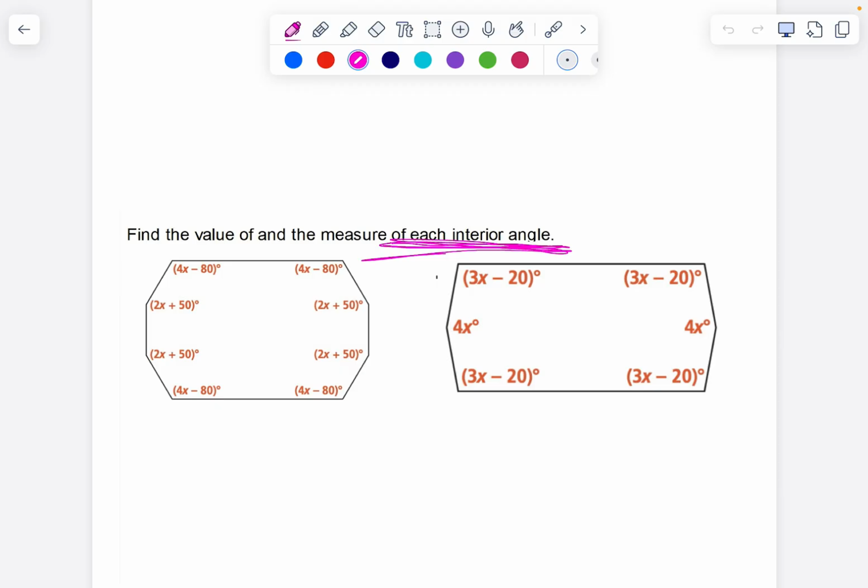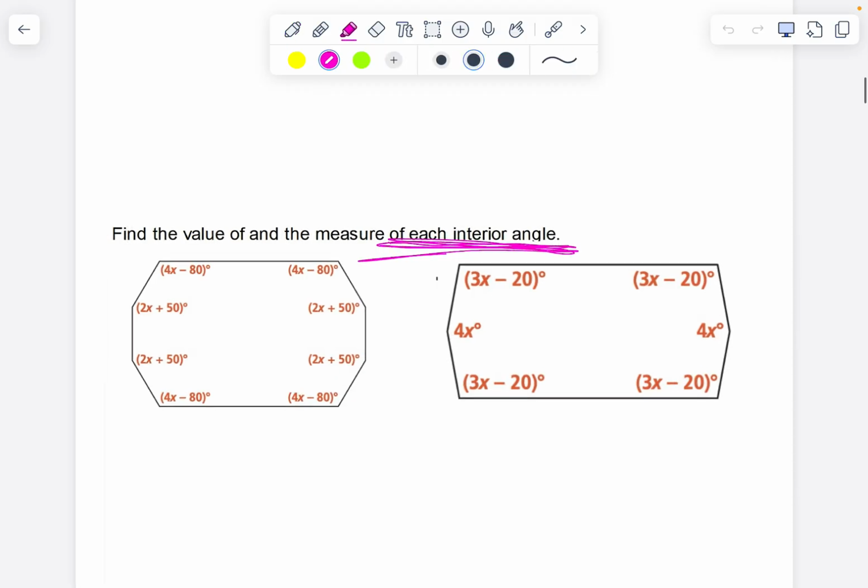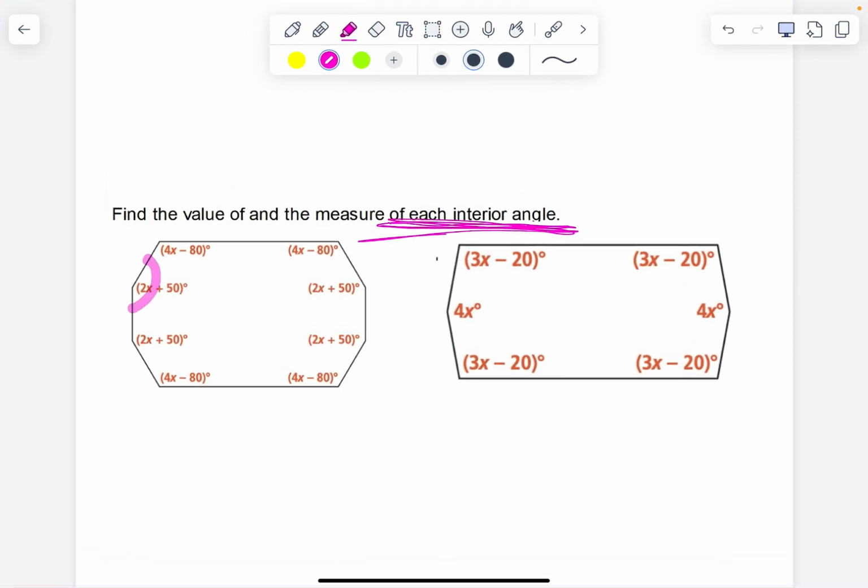When you plug in, can you assume that the angle across from is equal to it? Like, is the 2x plus 50, like if the 2x plus 50s were different equations, but... Oh, I see what you're saying. So the real question is, can we assume this and this is congruent? This is what you're asking.